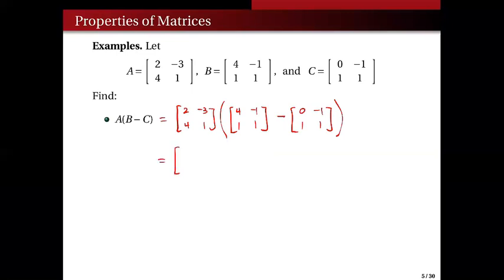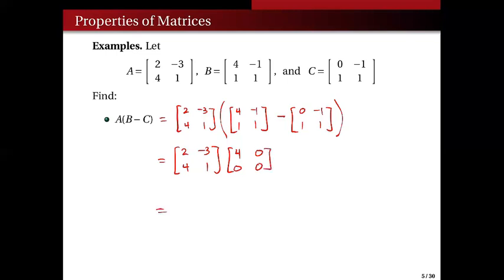Then we copy A first: 2, negative 3, 4, 1. And then for this guy, we will have 4 minus 0, that's just 4. Negative 1 minus negative 1, that's 0. 1 minus 1, that's again 0 here. And then 1 minus 1, that's again 0 here.